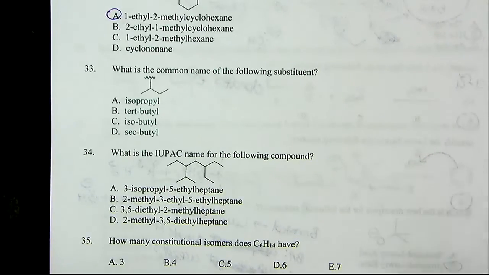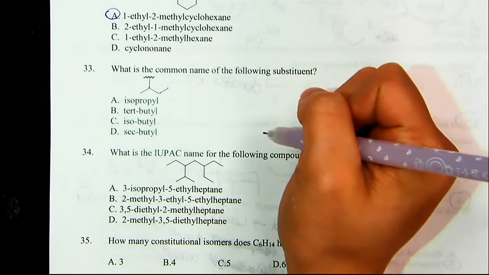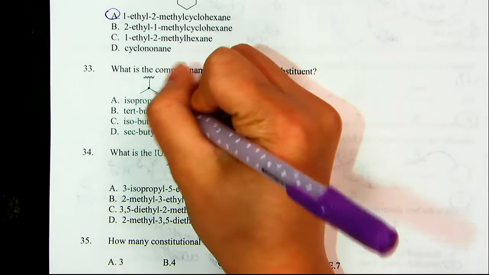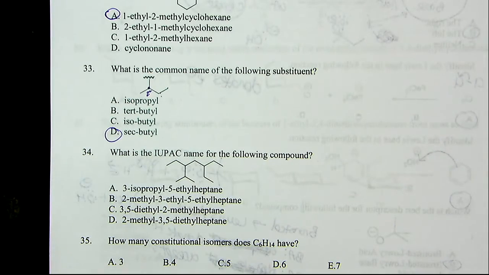Number 33, what is the common name of the following substituents? Here we've got 1, 2, 3, 4 carbons coming off of the parent chain. 4 carbons that has the butyl group. So this carbon is attached to 2 other carbons, so it's a secondary butyl group, so it's sec-butyl. That's why they get the name sec-butyl.